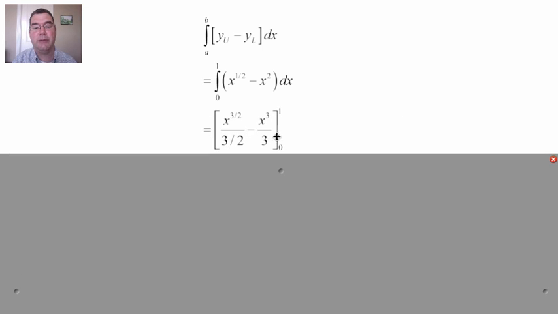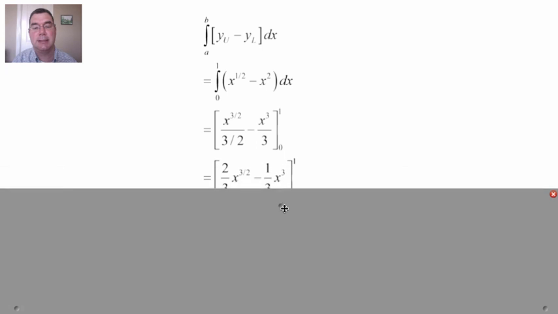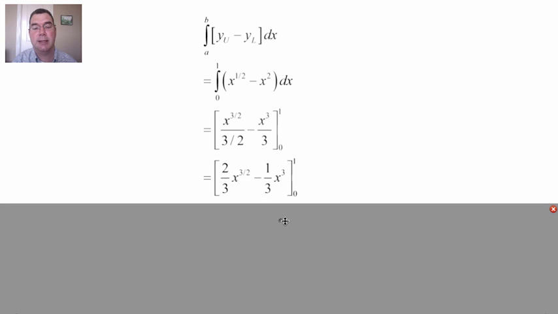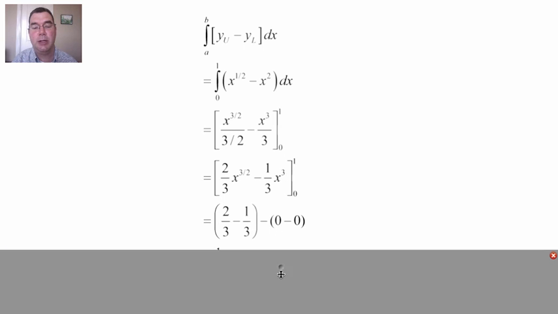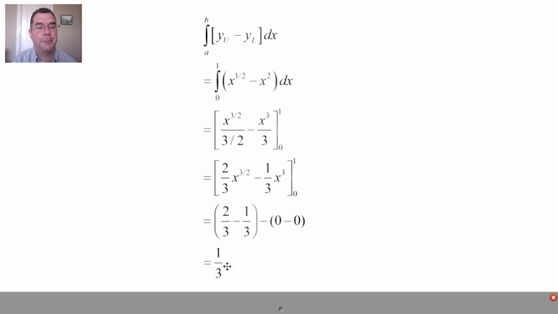So if I take the antiderivative of x to the 1/2, that's x to the 3/2 over 3/2. And if I take the antiderivative of x squared, that's x cubed over 3. Now all I need to do is evaluate that at 1 and 0 and subtract the results. So first I simplified it, changing the division by 3/2 into multiplication by 2/3. Okay, so if I plug in 1, I get 2/3 minus 1/3, and if I plug in 0, I get 0 minus 0, so the total area is 1/3.